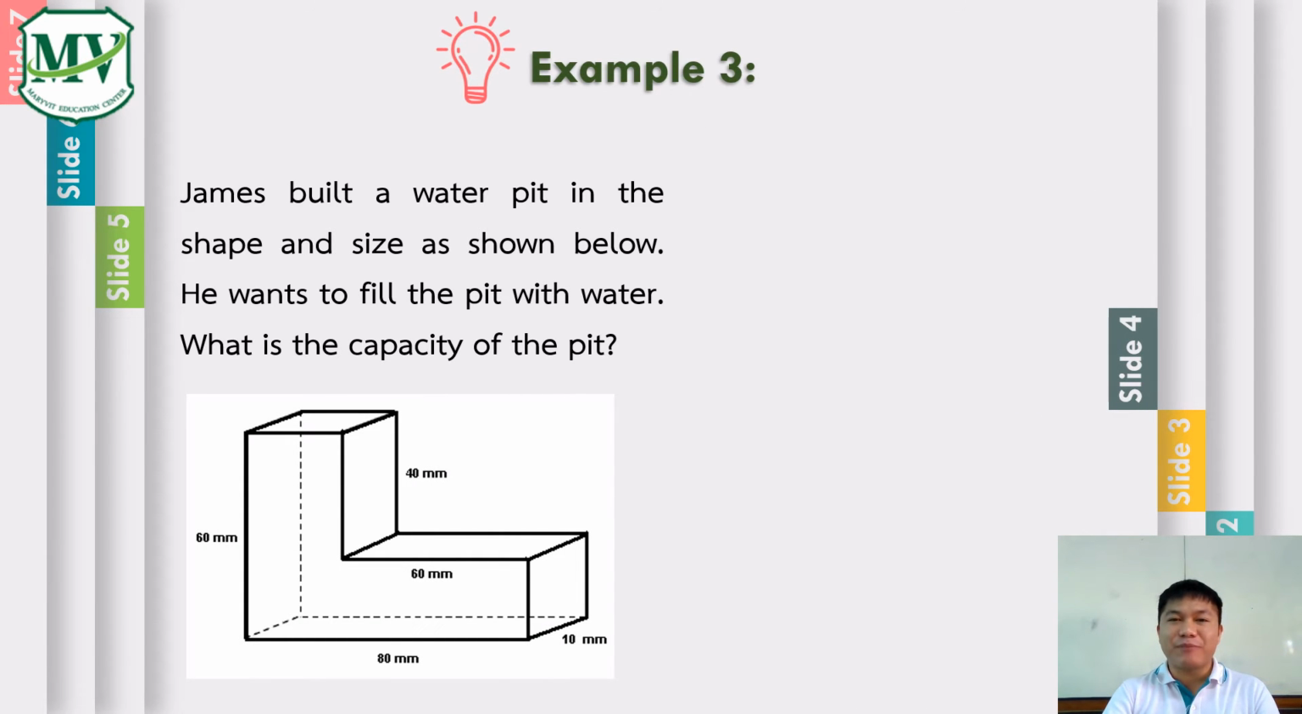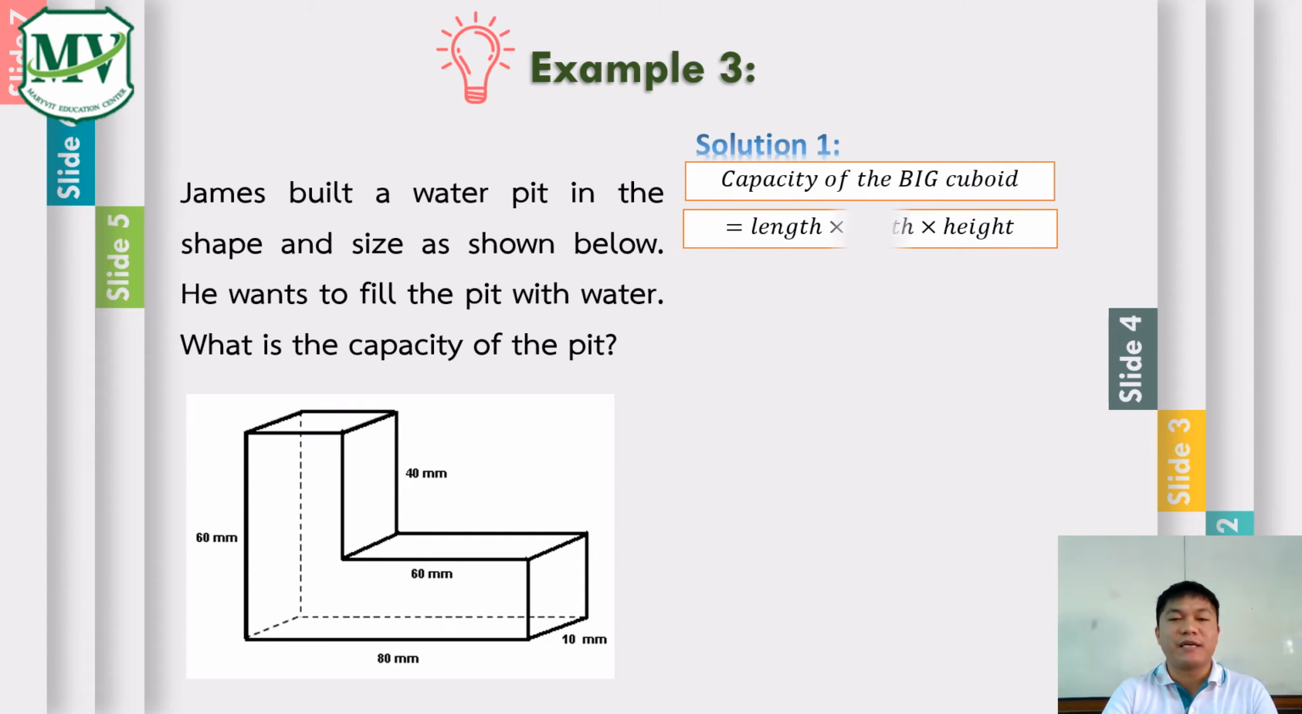Let's have example number 3. James built a water pit in the shape and size as shown below. He wants to fill the pit with water. What is the capacity of the pit? This time, we are solving for the capacity of a three-dimensional shape, but we are still using the same formula as volume. For our first solution, we need to solve for the capacity of the big cuboid.